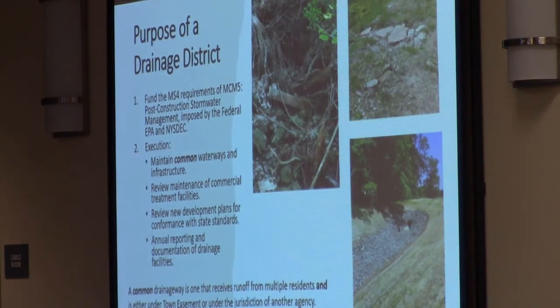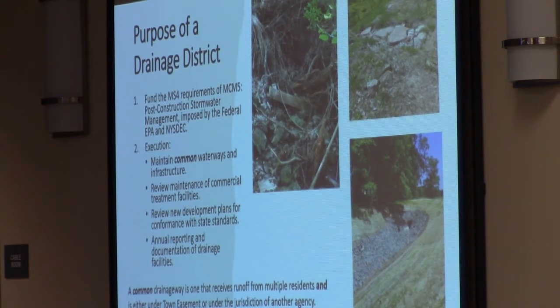Reviewing maintenance of commercial treatment facilities, which Mary touched on, and reviewing new development plans in conformance with state standards. Staying strong on those efforts, reviewing new commercial development, and making sure we're bringing our contractors and developers in town on as partners in this is a huge part of this. We've unfortunately seen a great deal of infrastructure that hasn't had the life expectancy that it should, or is needing maintenance sooner than it should, that is compounding this issue in a big way.